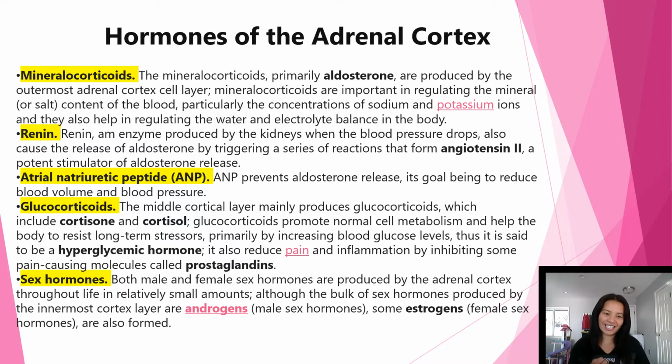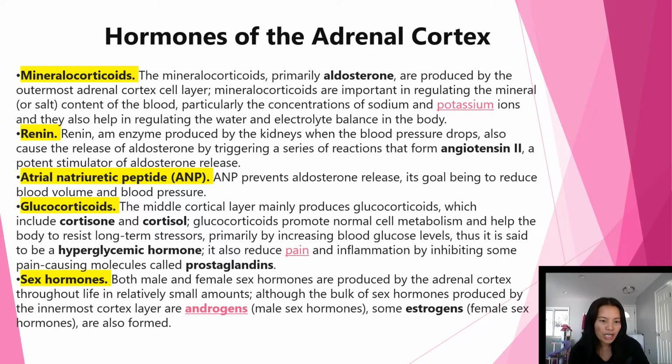The next one is renin. Renin is an enzyme produced by the kidneys when the blood pressure drops, and it also causes the release of aldosterone by triggering a series of reactions that form angiotensin II, a potent stimulator of aldosterone release. So that's it. And then the third one, we have the atrial natriuretic peptide, or ANP. ANP prevents aldosterone release, its goal being to reduce blood volume and blood pressure.